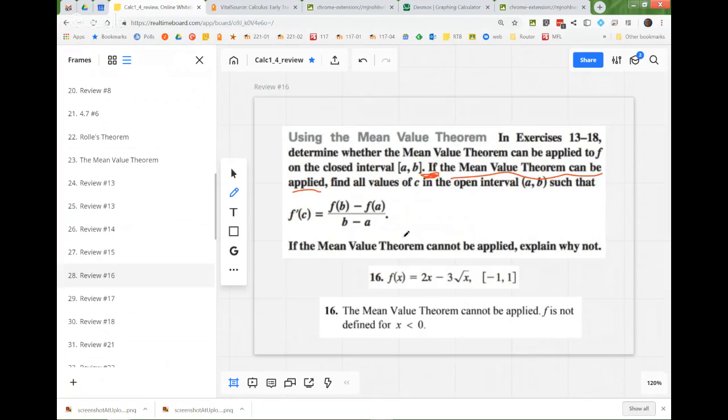So if the function isn't differentiable, you can't use the mean value theorem? That is exact. Now, let me just say, if it's not differentiable on the interval they're asking you about, then you absolutely cannot use the mean value theorem. It can't be applied. All right, thanks. Yep.